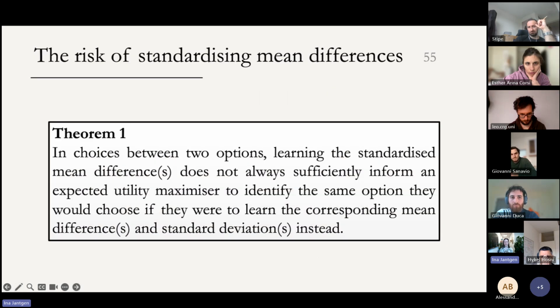But of course, as I've already said, unfortunately, standardized mean differences do not sufficiently inform an agent all the time. One can show that in choices between two options, learning the standardized mean differences does not always sufficiently inform an expected utility maximizer to identify the same option they would choose if they were to learn the corresponding mean differences and standard deviations instead. Now in the paper, I show this formally, but instead of going through all the details here, I want to give you a brief example, which hopefully also illustrates what I mean by sufficiently informing a bit more.